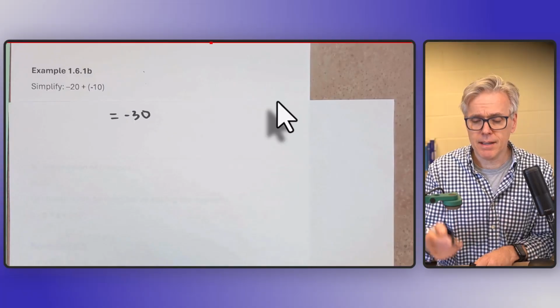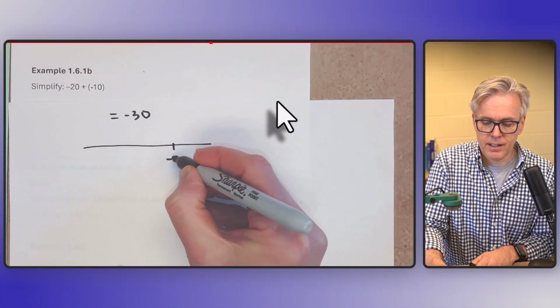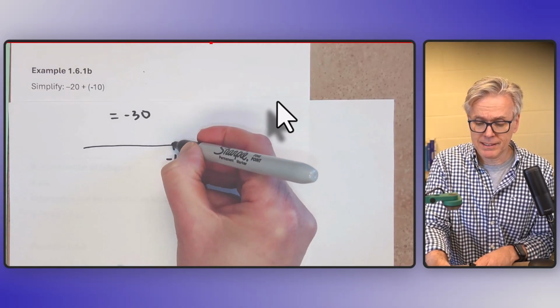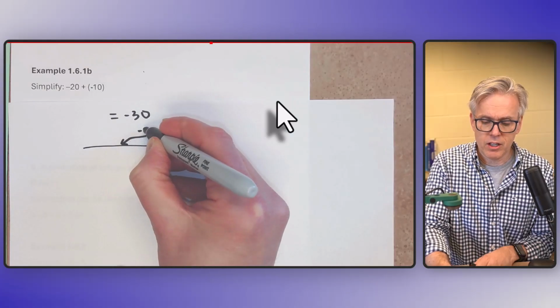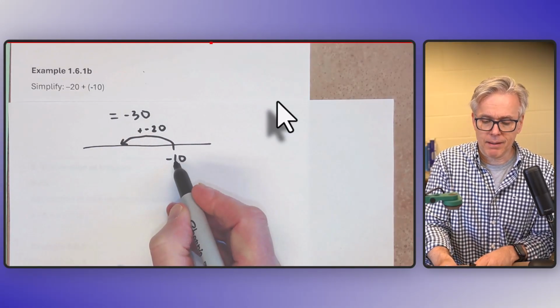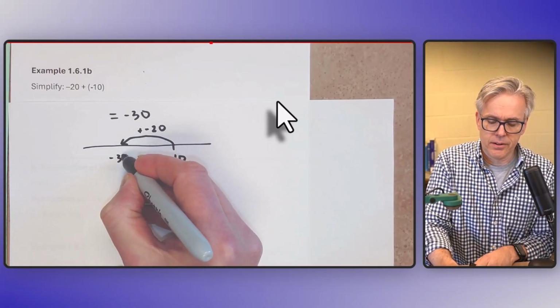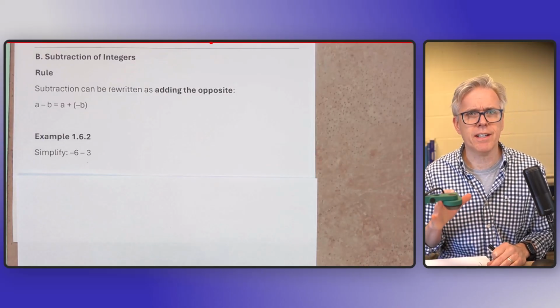And again, think about the number line on why that works out. If I'm starting here at -10 and I'm going to add -20, that means I'm adding negatives, so I'm going to the left 20 units. Plus a -20. Well, where's that going to land me? 20 units from 10 is -30.